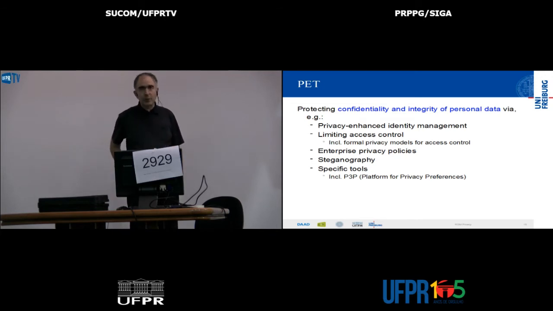Steganography is hiding things in other information. You hide some secret numbers. Yeah, the magic number, you hide the magic number in a big photo. Nobody will find it except if you know where it is stored.